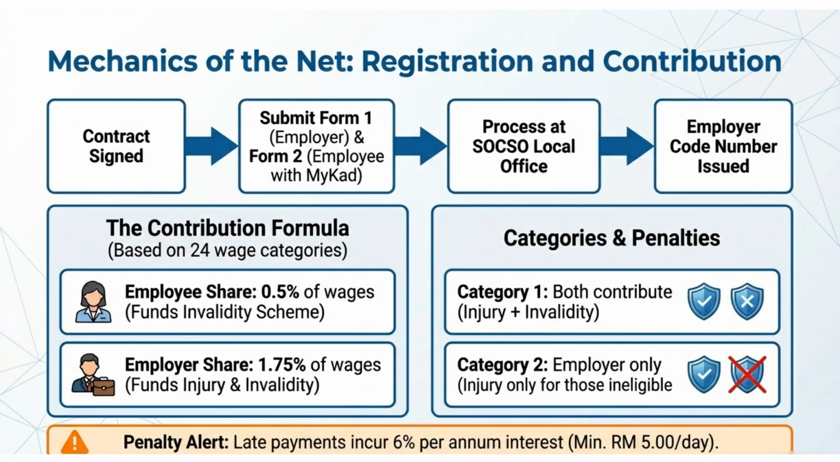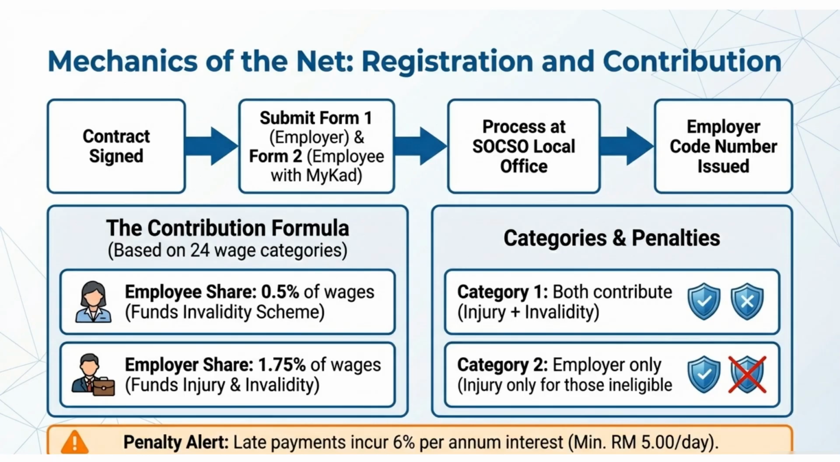There are two categories of contribution. Category 1 covers both the employment injury insurance scheme and the invalidity pension scheme, with contributions from both employer and employee. Category 2 covers the employment injury insurance scheme only, with contributions from the employer alone.